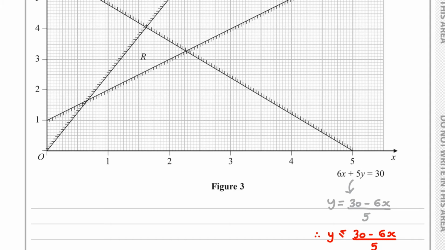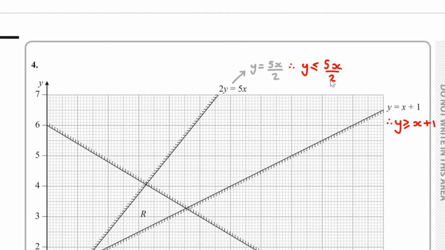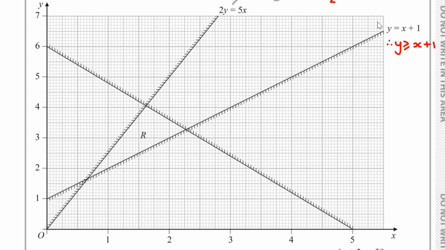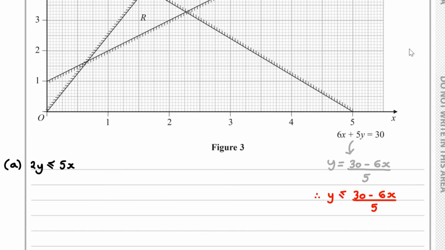So now for part A, when we come to write down the inequalities, if we rearrange each of those, here we're going to have 2y being less than or equal to 5x. Here, no need to rearrange. We just have y being greater or equal to x plus 1. And here, if we rearrange this, you'd find we get 6x plus 5y being less than or equal to 30.